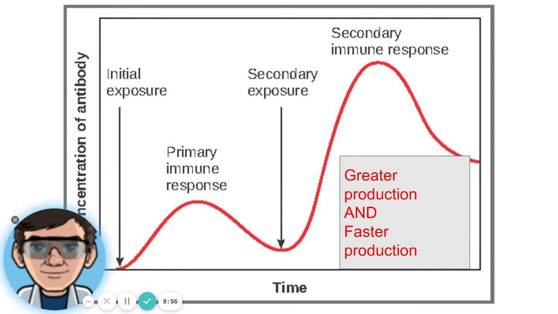So as well as the number of cells leading to a faster clonal population, as this graph shows you, when you have initial exposure, there's an increase in antibody production. Antibody concentration increases. Compare that to the second exposure, there's two things that are greater. First of all, overall, there's a greater production. There's a higher concentration reached. Second of all, that line goes up much faster. It takes less time to get to the peak. So therefore, you can say that memory B lymphocytes will lead to a greater production and a faster production of antibodies upon a secondary exposure to the same antigen.